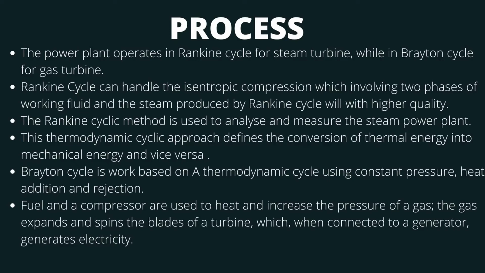Brayton cycle is based on a thermodynamic cycle using constant pressure heat rejection. Fuel and compressor are used to heat and increase the pressure of a gas. The gas expands and spins the blades of the turbine, which, when connected to a generator, generates electricity.